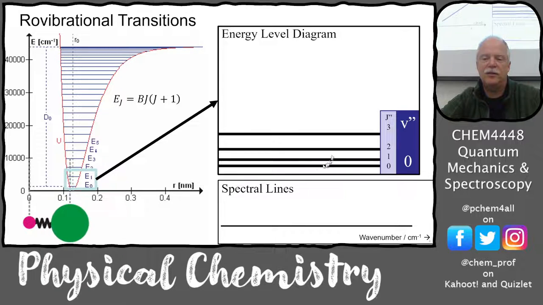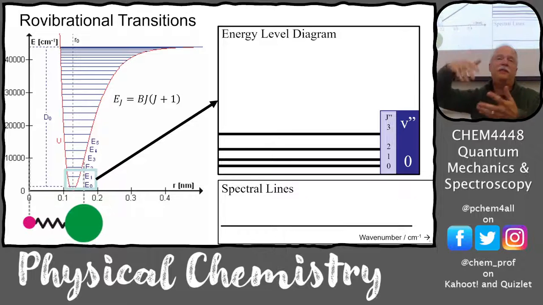So we have 4 rotational levels shown here, all on the V double prime equals 0 level. So that's pretty straightforward, right? The J values go up to 50, 60, 100.